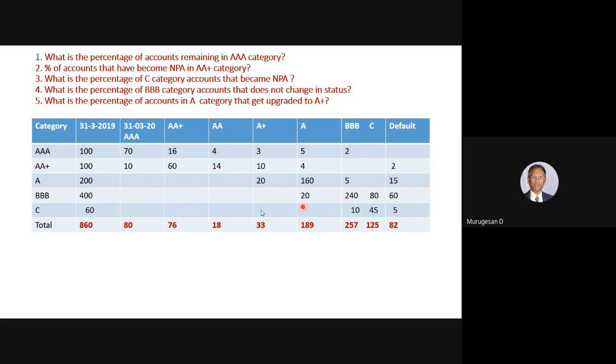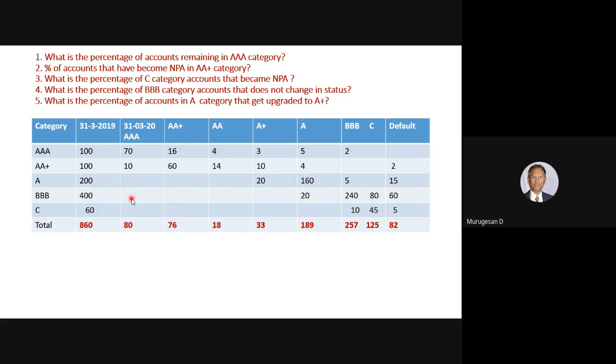Believe it or not, BB accounts are on the verge of becoming NPA. A accounts will not immediately become NPA. These accounts are strong, but BB is already a weak rating. So 60 accounts slipped to NPA. They will ask: what percentage of BB accounts slipped to NPA or default? 60 divided by 400, 15%. Correct?